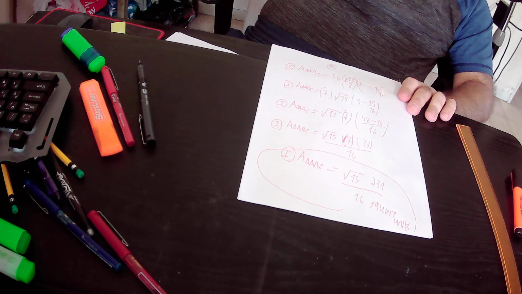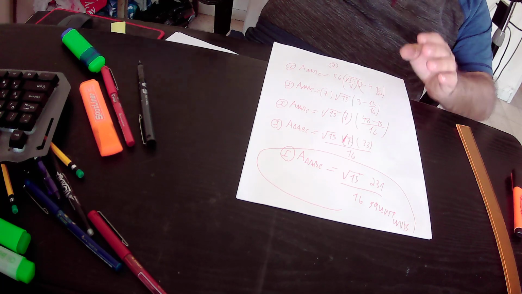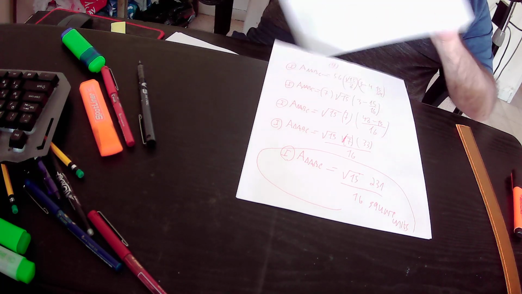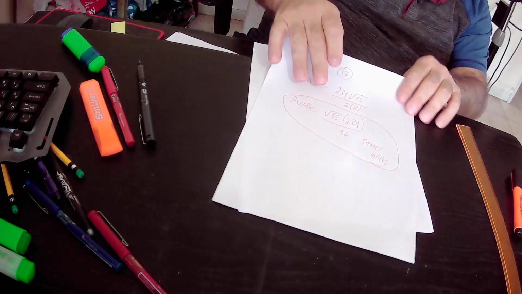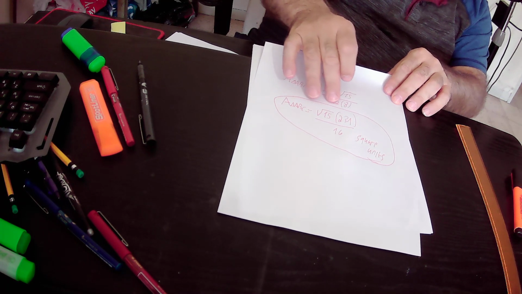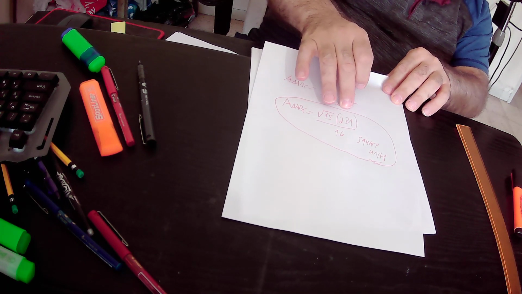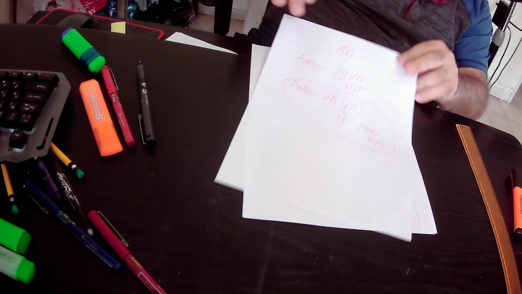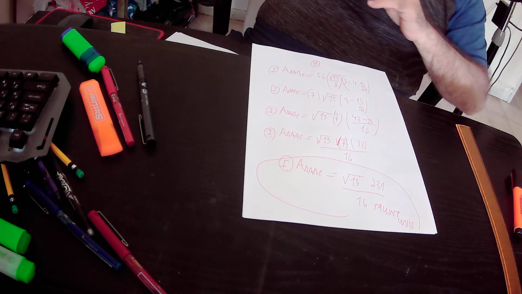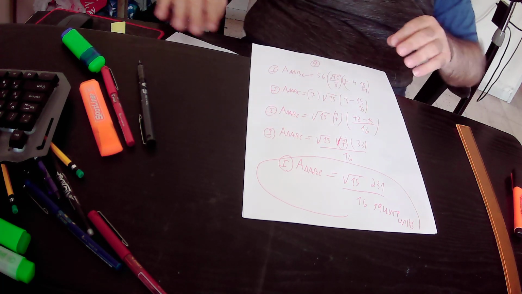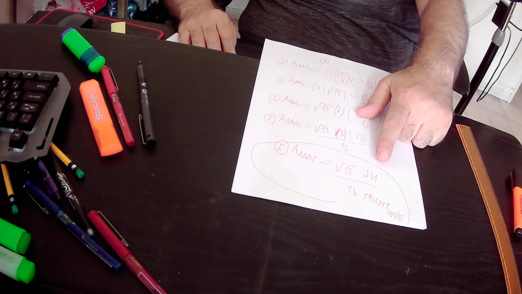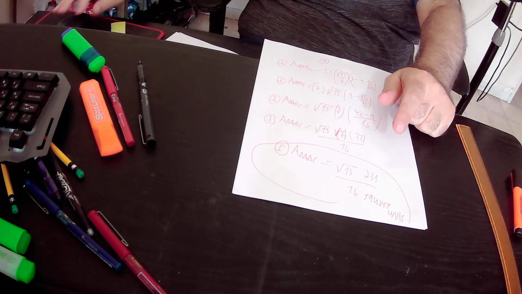It is the same result as we got in the first way. In the first way we got exactly the same result, that the area of triangle ABC equals root 15 times 231 over 16 square units. So the area of triangle ABC equals root 15 times 231 over 16 square units. Okay, thank you very much.